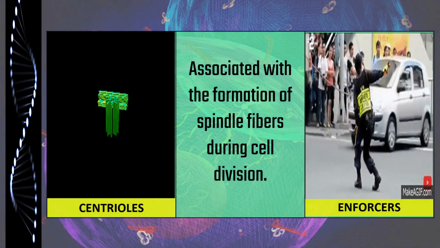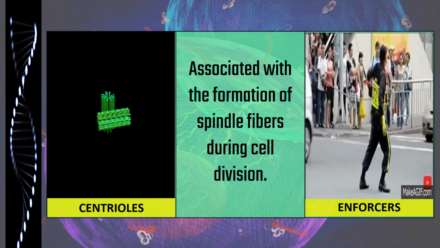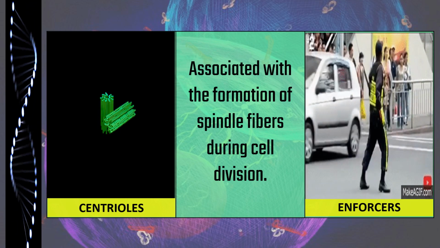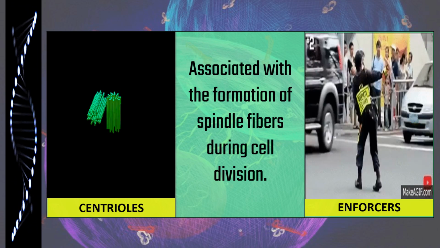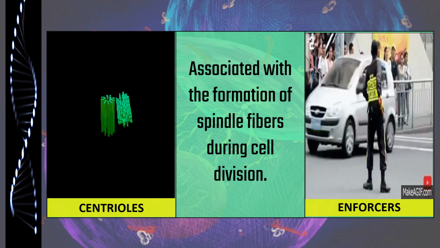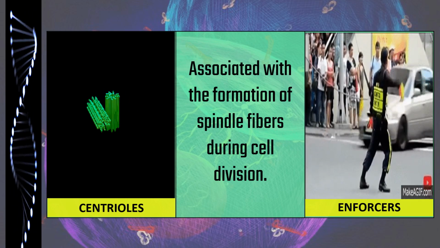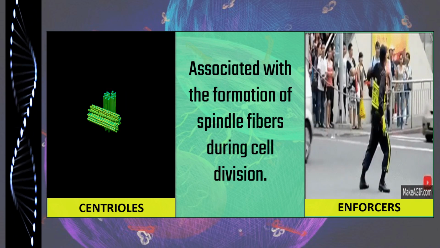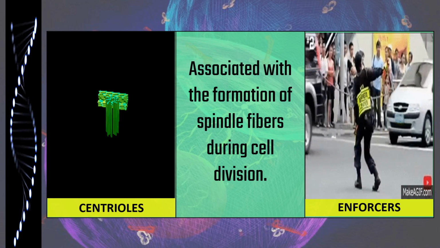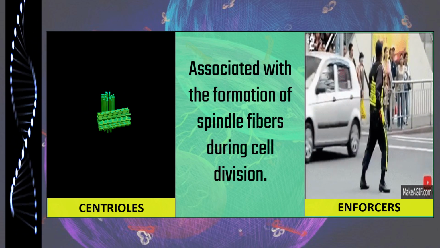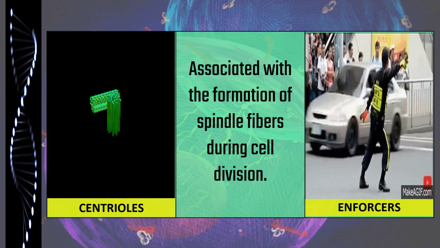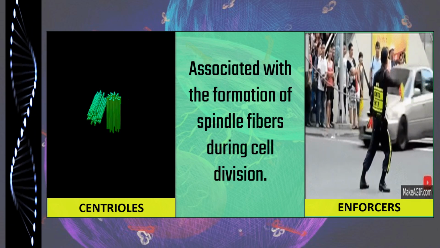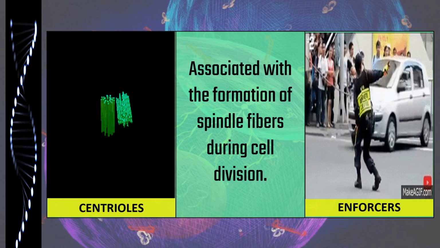The centrioles. It is associated with the formation of spindle fibers during cell division. These are the enforcers that control traffic during cell division. It is a non-membrane bound organelle found next to the nucleus of animal cells and some protists. They move chromosomes by forming fibers called spindles during cell division.